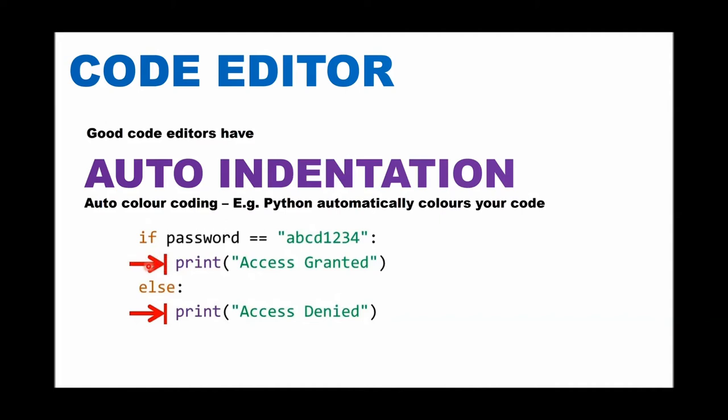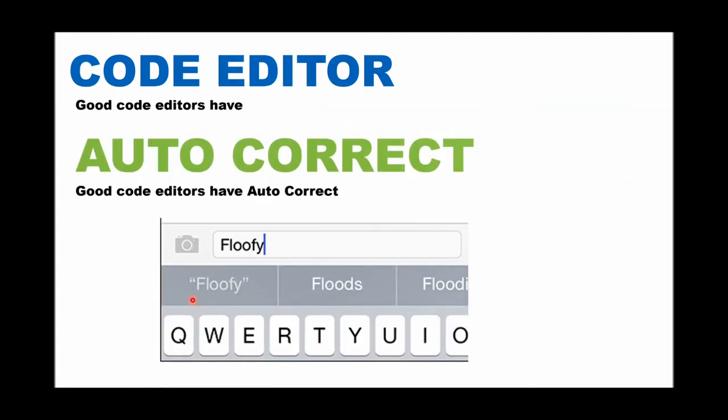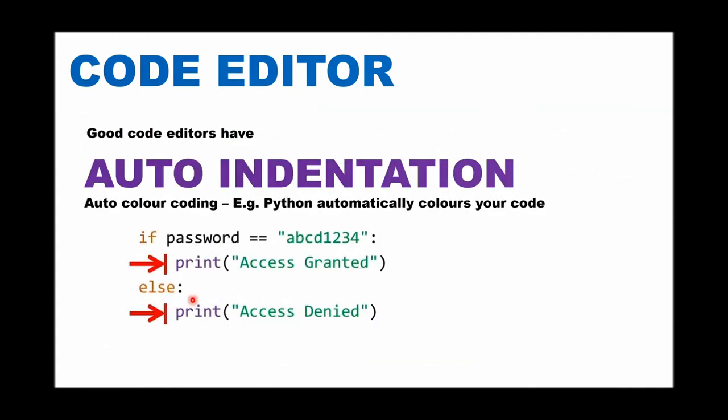This is indentation when you go slightly in. So this is the normal side. When you indent, it just goes slightly in. Auto indentation, it also has auto color coding. So we've got auto indentation, and previously we had auto color coding. Remember those. We have auto correct, we have auto indentation.